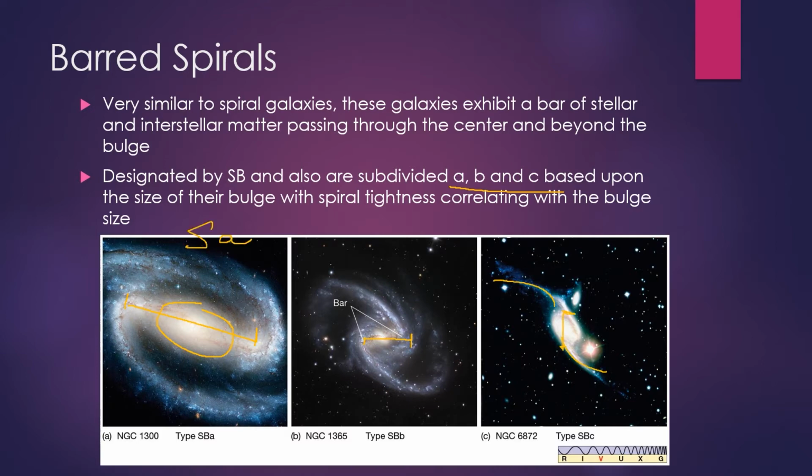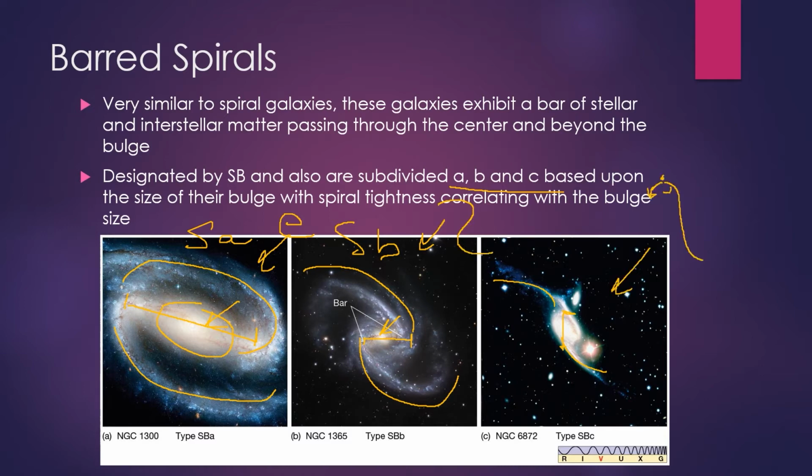SA looks a lot like a spiral galaxy, very tight arms, bigger central bulge. SB, we have a much smaller bulge. We can see how the spirals are starting to become more like an S shape, elongated, rather than here, where it looks like an E shape. Anyway, you can see how they get progressively smaller in the galactic center, and their spirals tend to get more pulled out.